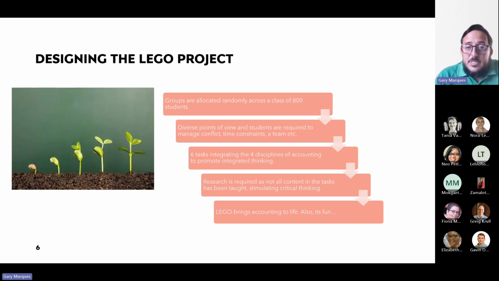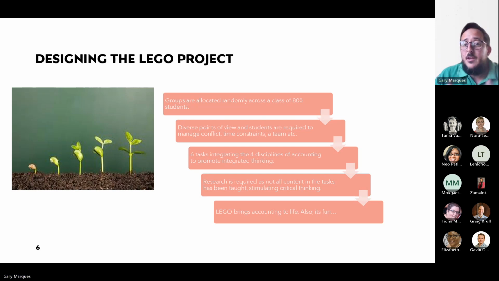Then what we decided was that we're going to have 6 tasks in this project, and every single task is going to integrate the disciplines of accounting. Hopefully what that will then do is promote some form of integrated thinking. So each task can't just be broken down into, you do the accounting, I'll do the tax, because the task itself integrates all of these concepts and these modules together.